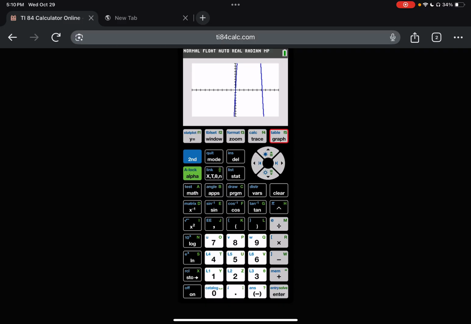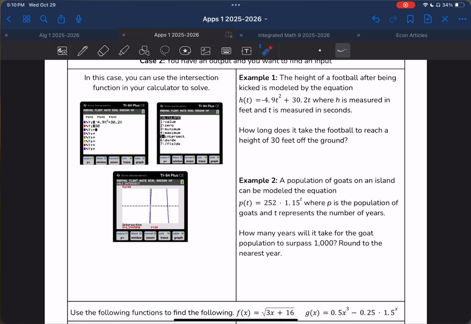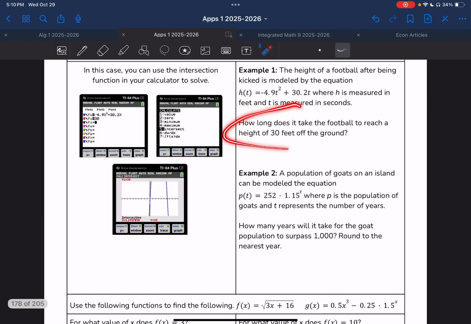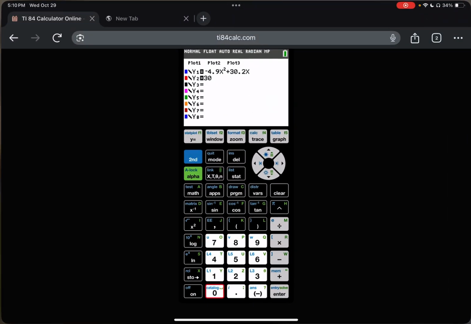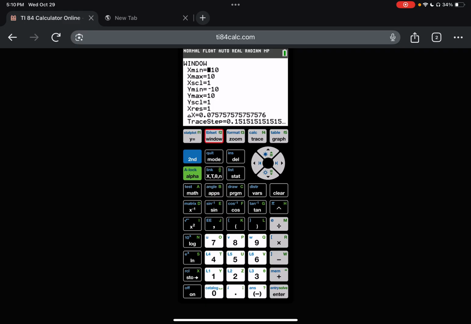That should be a plus. Now when we hit graph, we can see that we don't have a great look at it. Sorry, and then in y2, we put the value that it should be equal to. So in y2, we put 30, because we're trying to figure out when it will reach 30 feet off the ground. We hit graph, we see that we don't have a good look at it.